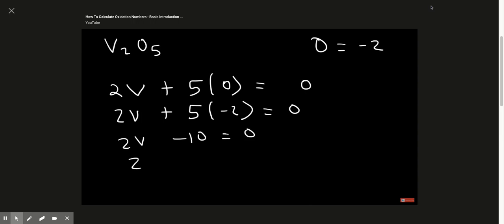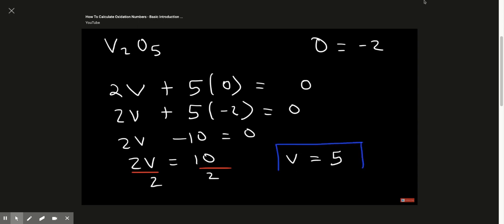And then add 10 to both sides, so 2V is equal to 10. Next, divide both sides by 2. So 10 divided by 2 is 5. And so the oxidation state of vanadium is +5.